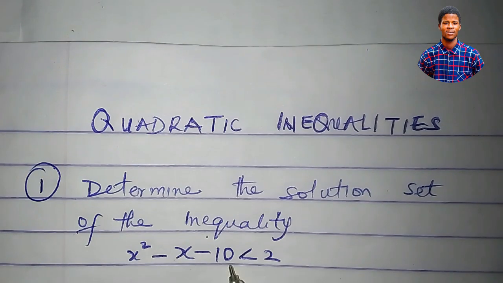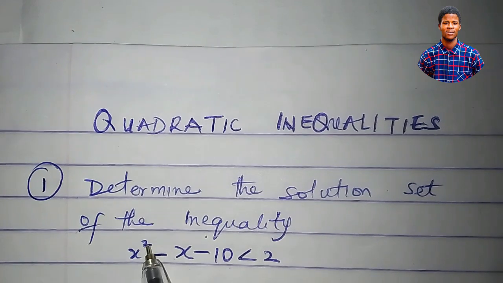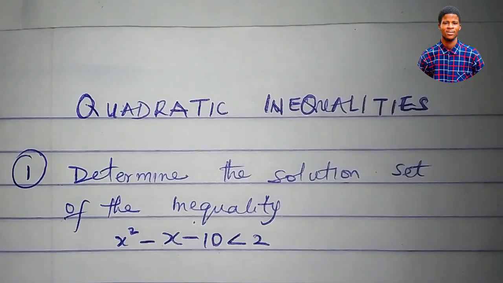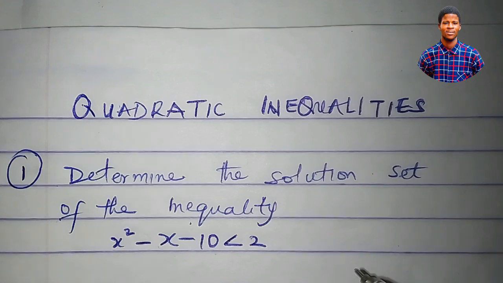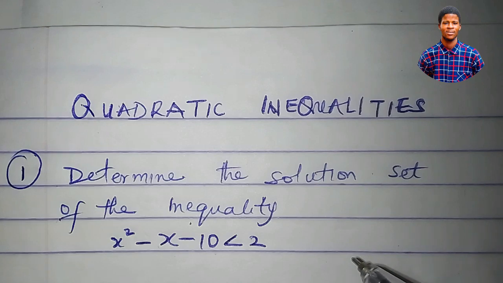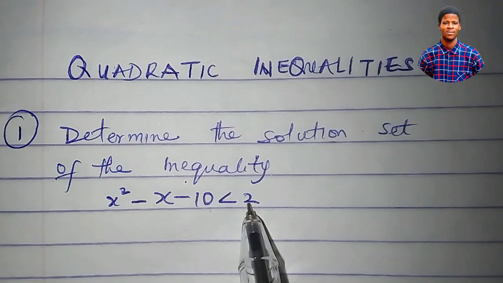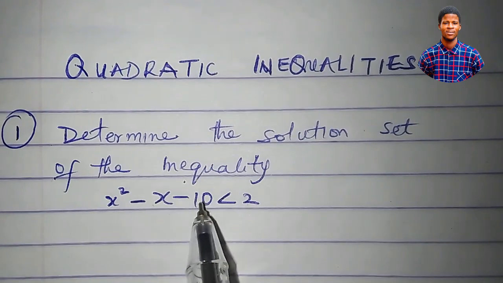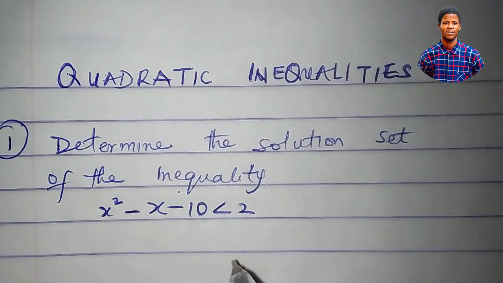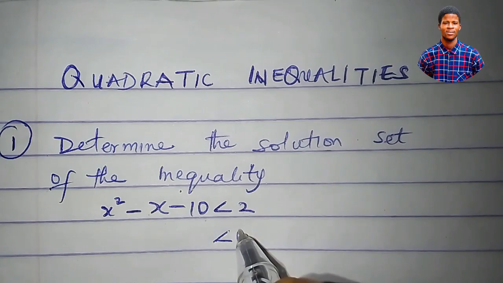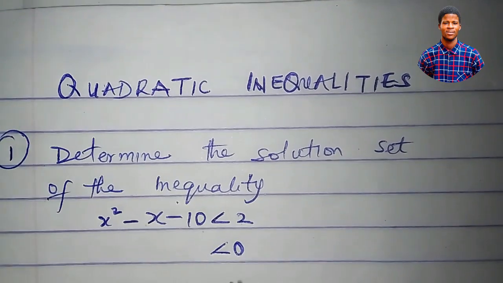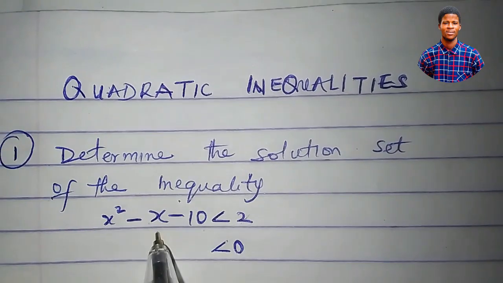This is a quadratic inequality because the highest power of x is 2. To solve a quadratic inequality, the first thing to do is to let one side of the inequality be zero. In this case, our right-hand side is 2, and the left-hand side is x squared minus x minus 10. So, I want to allow this left-hand side to be zero. What that means is that I will take 2 to this other side.